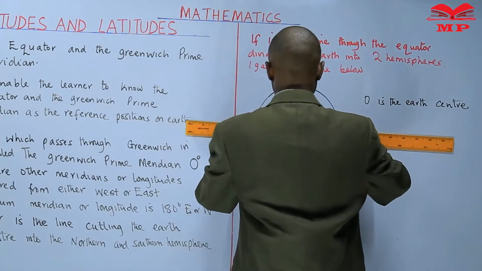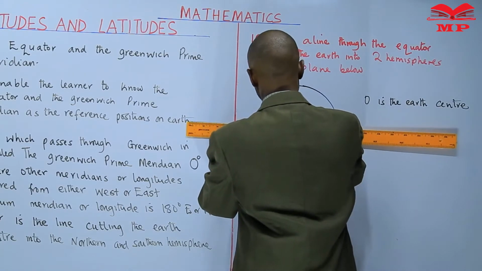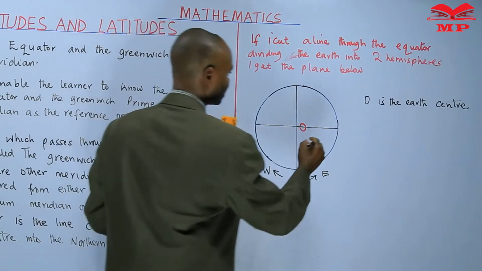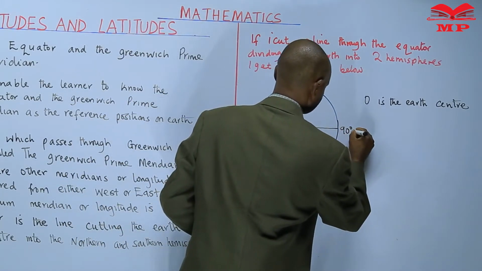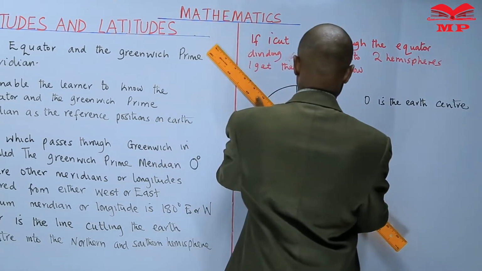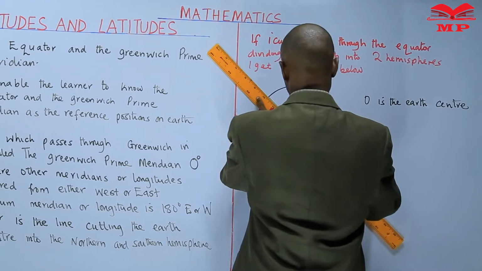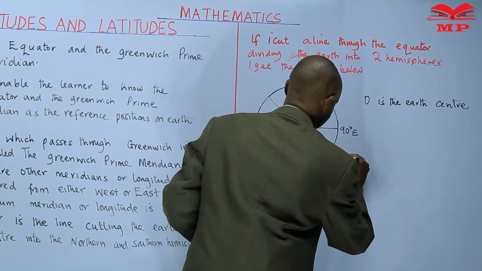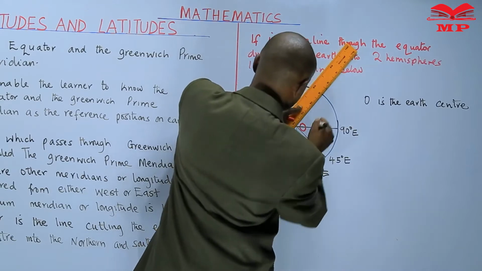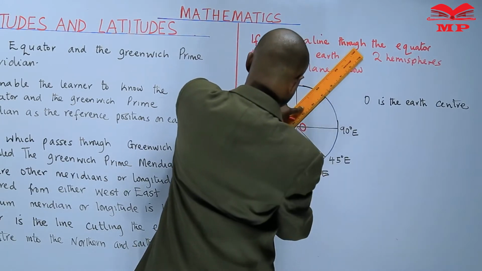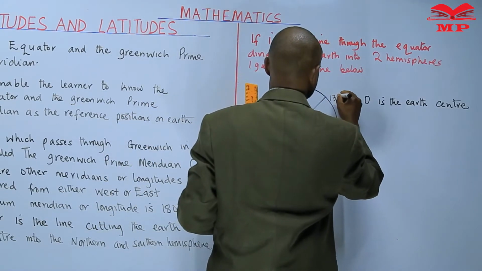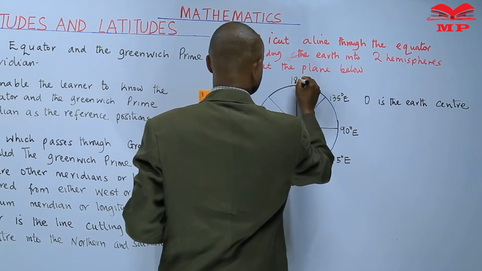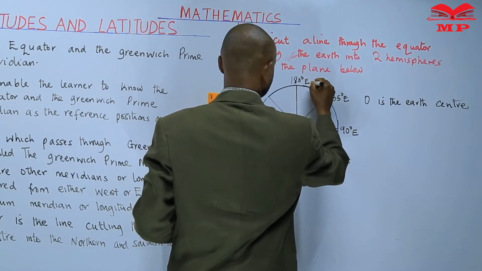So if you reach this place, if there is a point, this will be 90 degrees east. This will be 45 degrees east. This will be 135 degrees east. And at that point, 180 degrees we can have east or west.